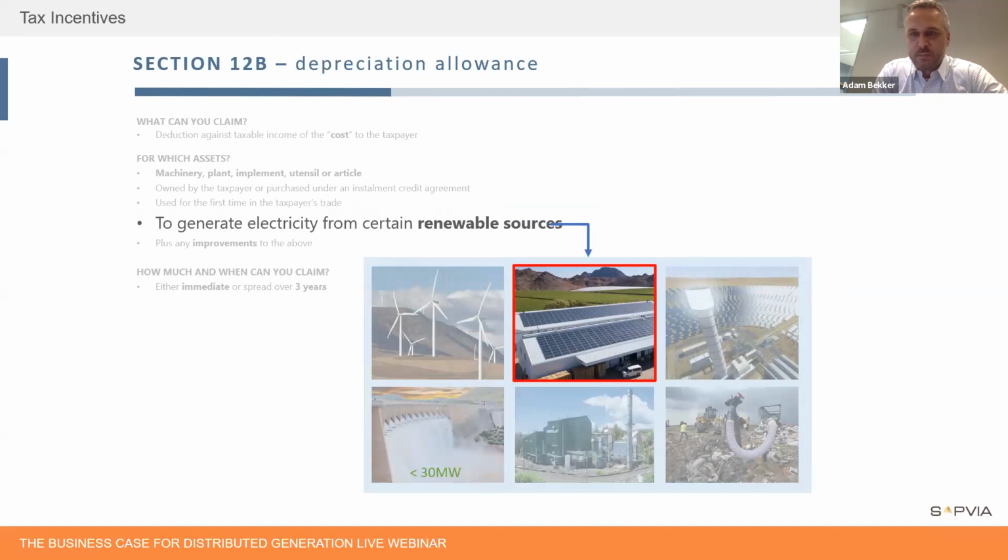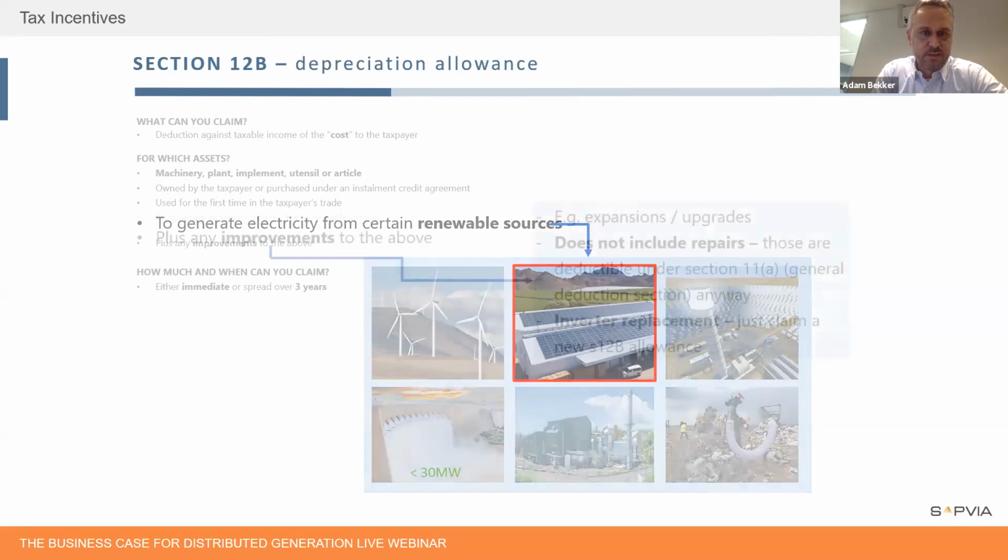And then it's probably self-explanatory, but obviously the equipment that you're claiming the deduction for must be used to produce electricity from certain renewable resources. Thankfully, for purposes of the present presentation, PV is obviously one of those, but also you can see from the pictures there, you can also claim the deduction for wind power, CSP, small hydro under 30 megawatts, biomass, and then landfill gas systems. I can move to the next slide.